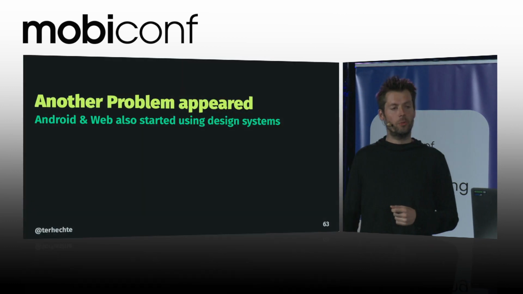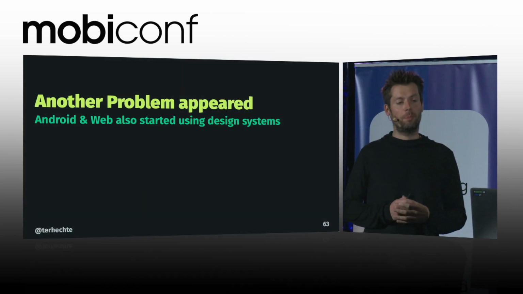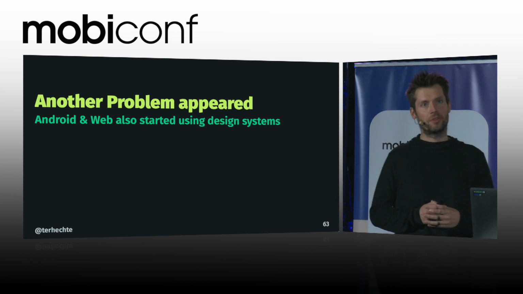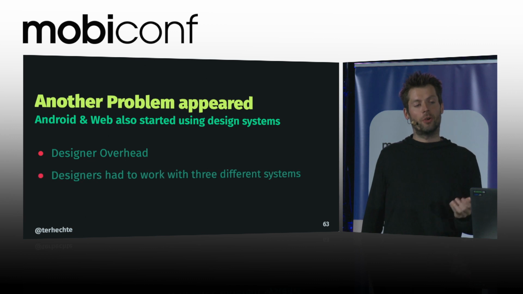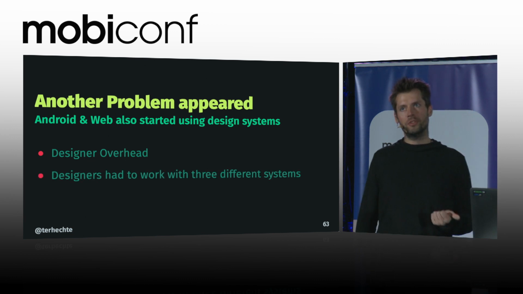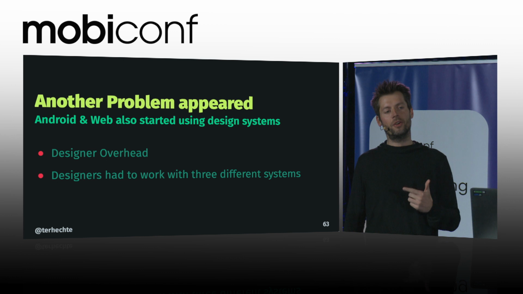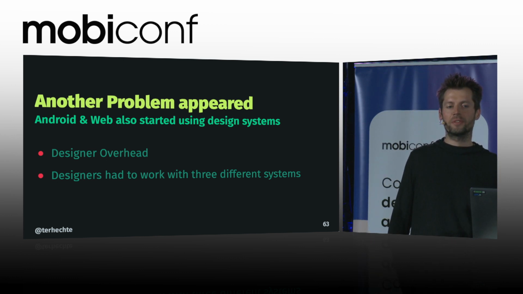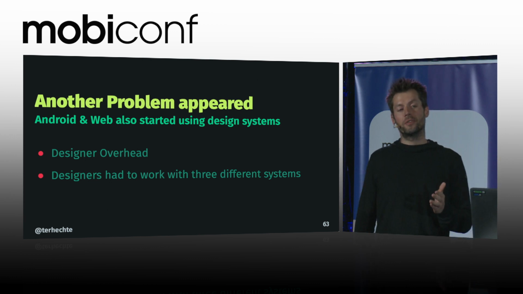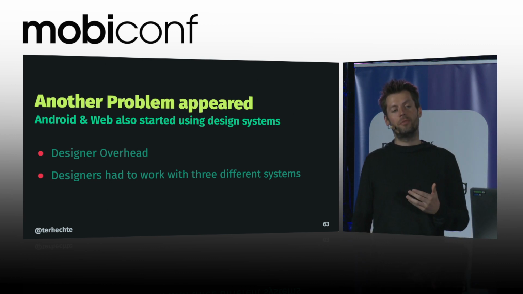In addition to that, we had another problem. Android and web had also started developing design systems, which meant that our designers ran into additional overhead, because Android used a different system than iOS, which used a different system than web, but the designers worked on all 3 systems. So they had to know 3 different naming systems, 3 different design systems, 3 different color systems. That became very weird very quickly.